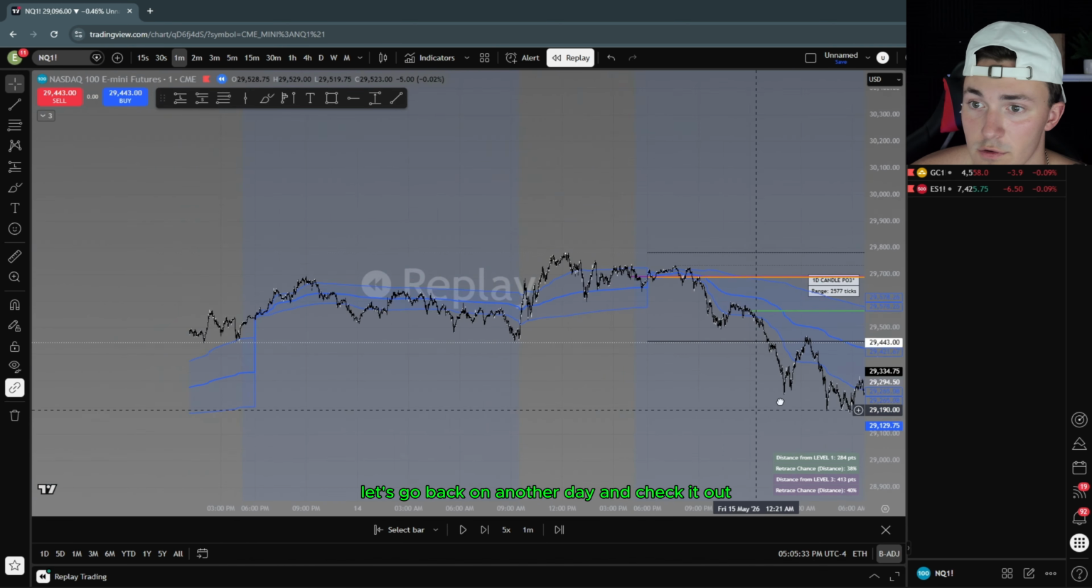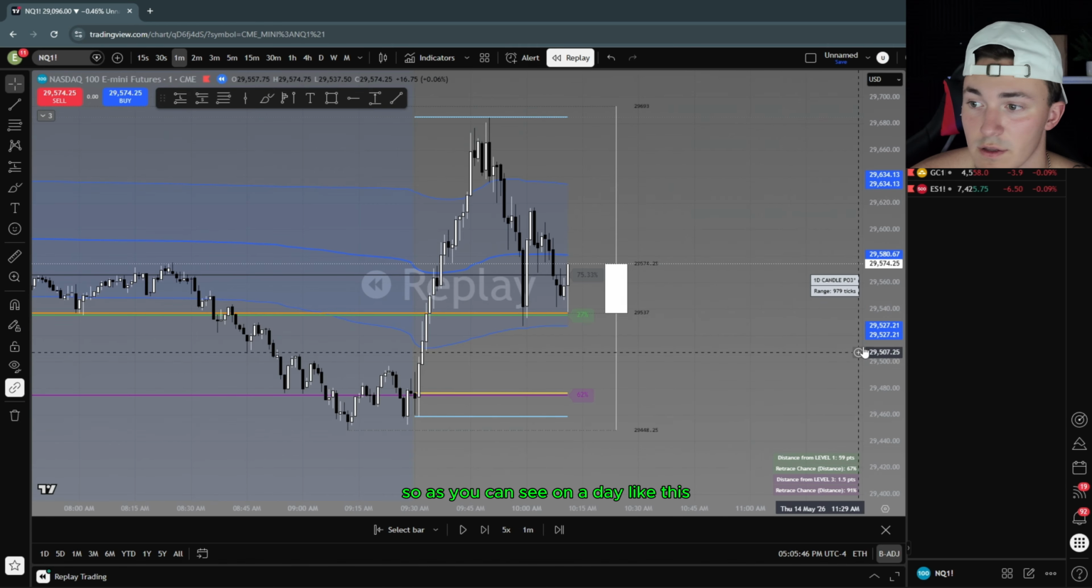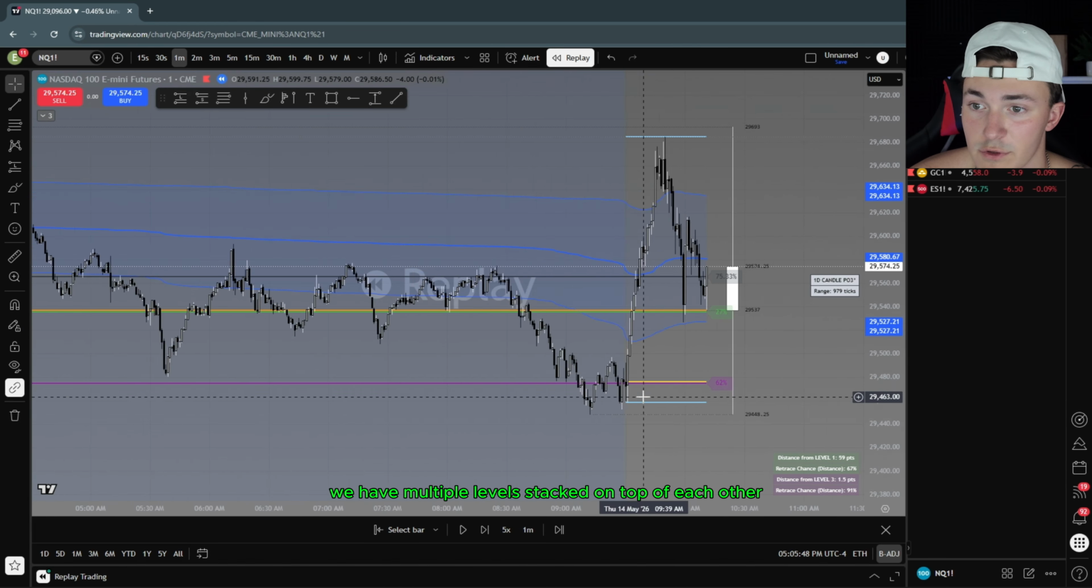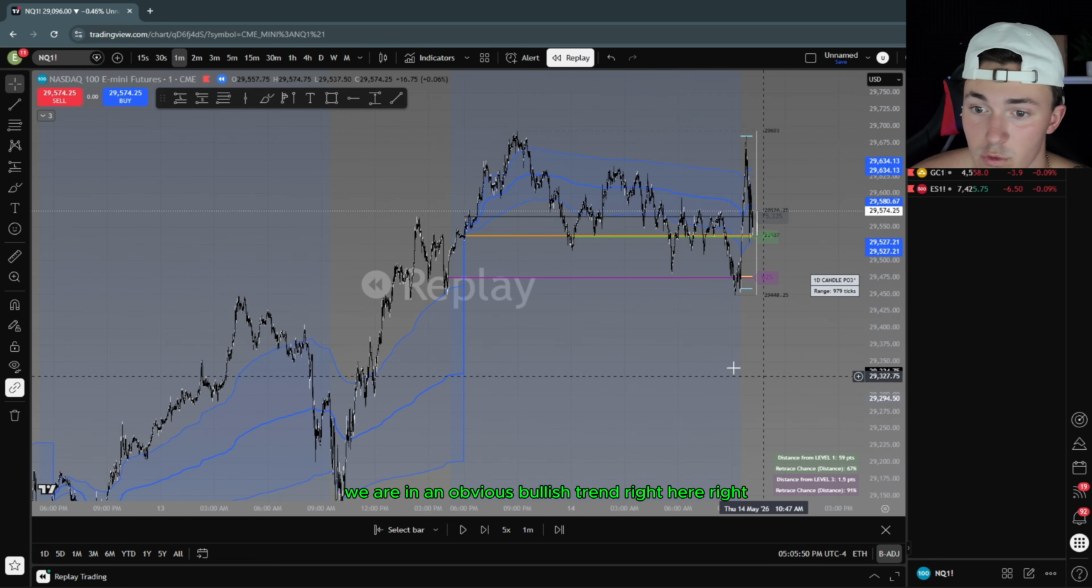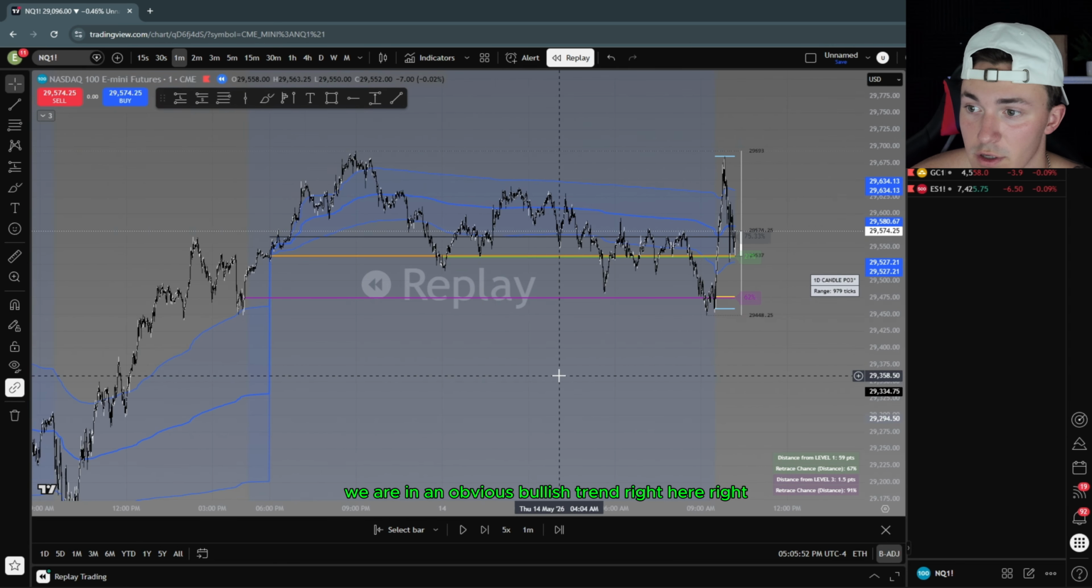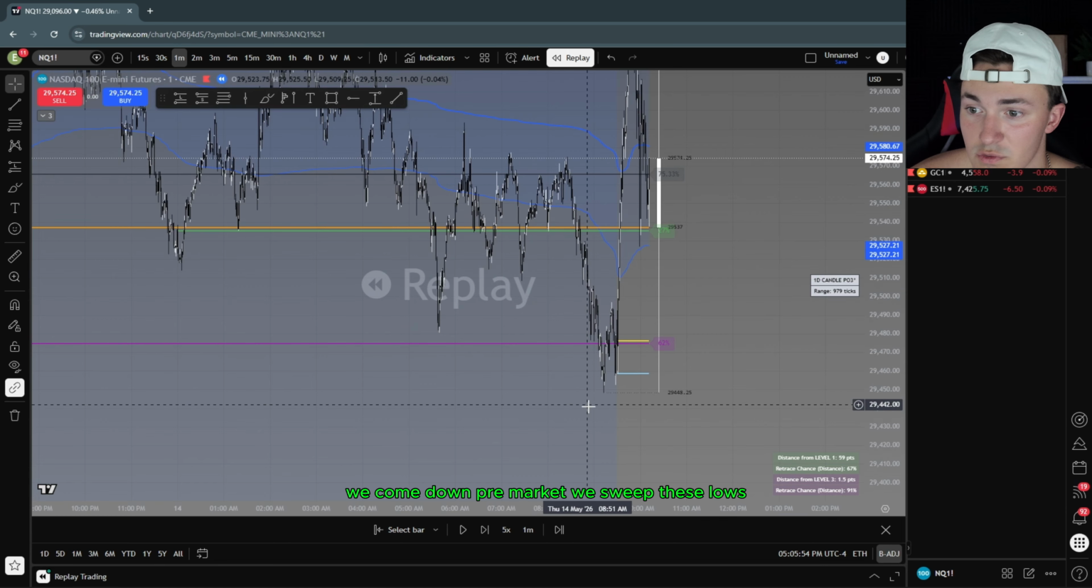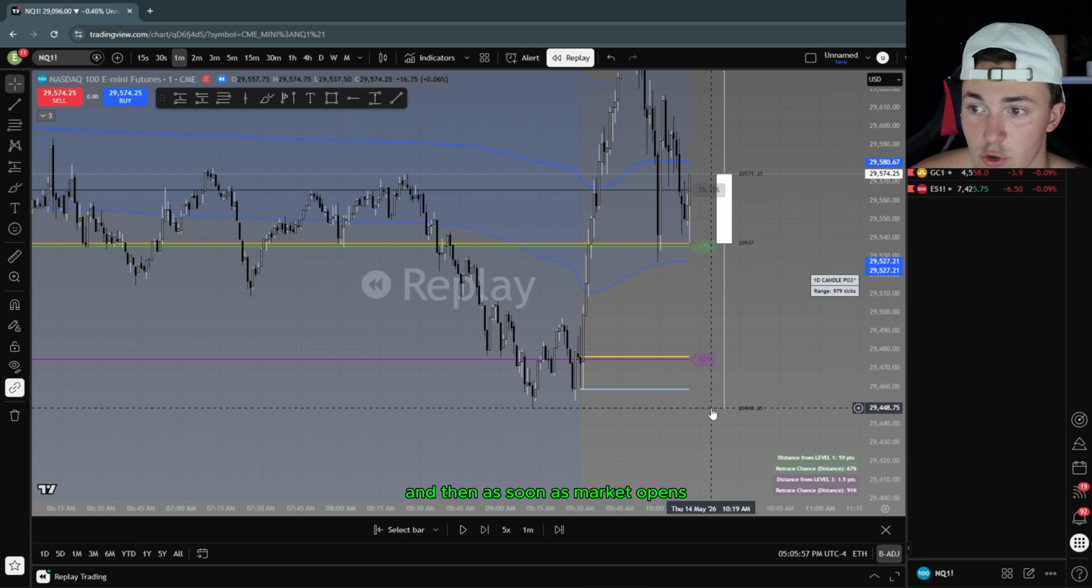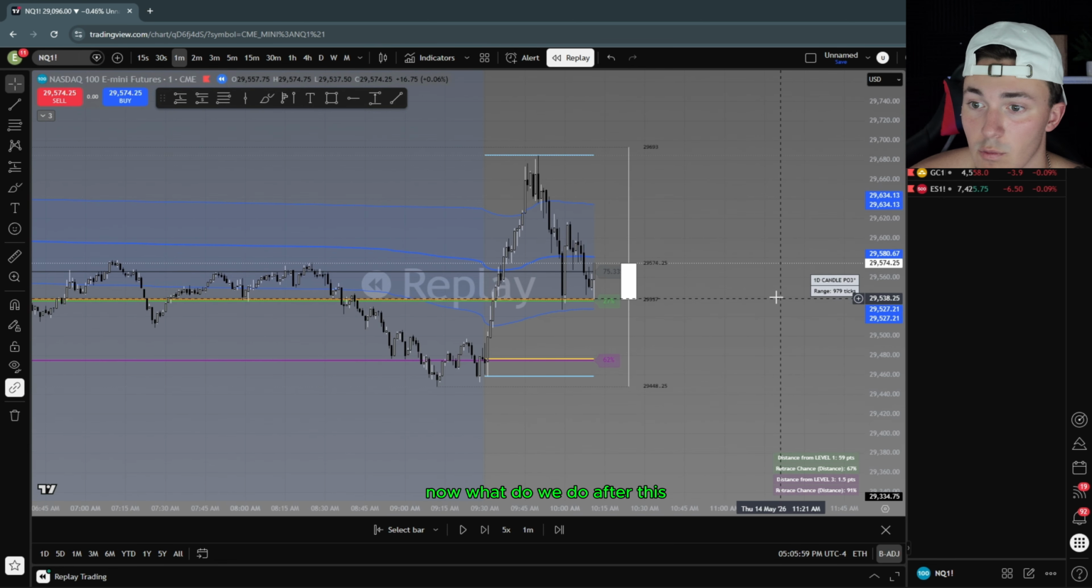Let's go back on another day and check it out. As you can see, on a day like this, we have multiple levels stacked on top of each other. We have an obvious trend. We are in an obvious bullish trend right here, right? We come down pre-market, we sweep these lows, and then as soon as market opens, we rip to the upside, okay? Now, what do we do after this?